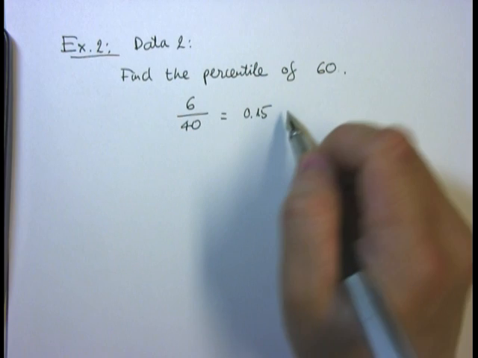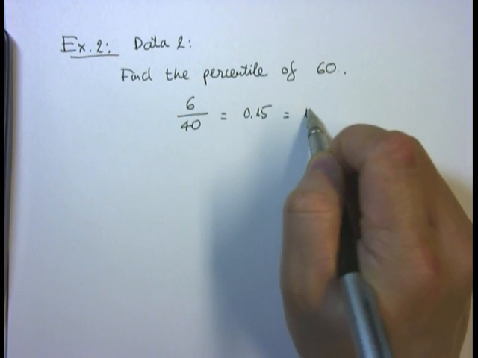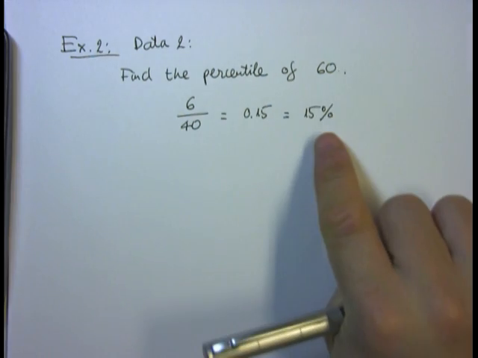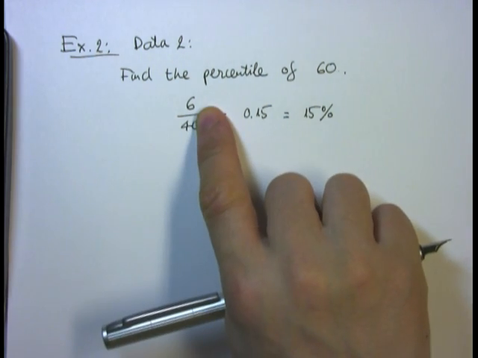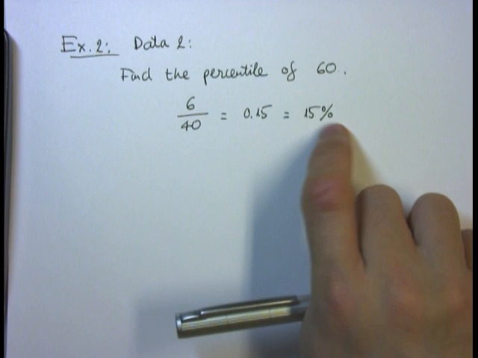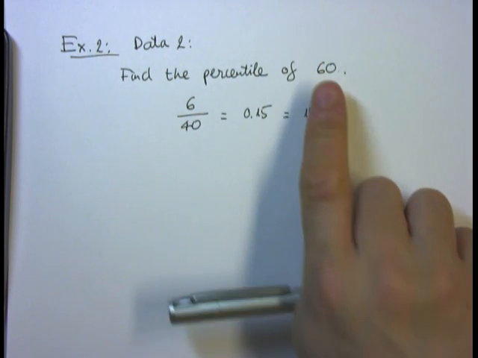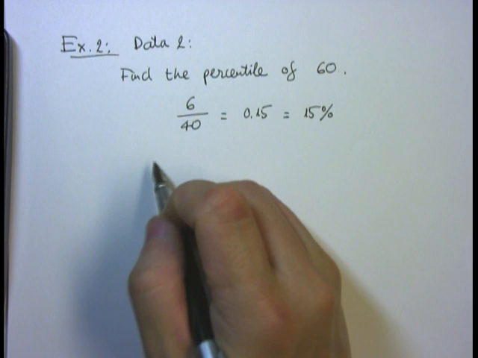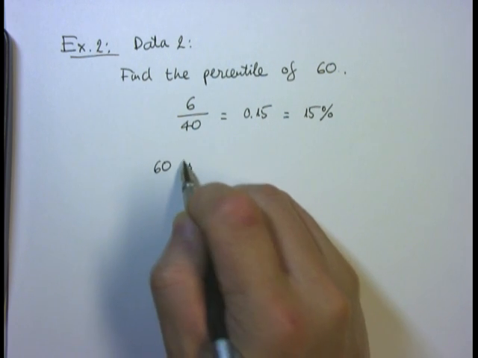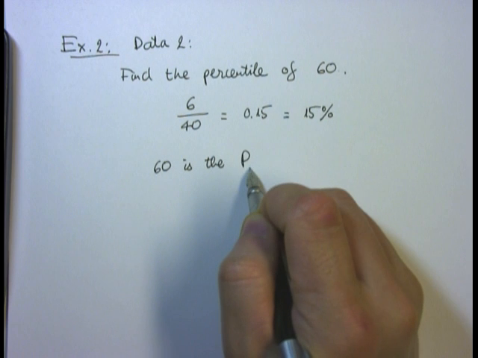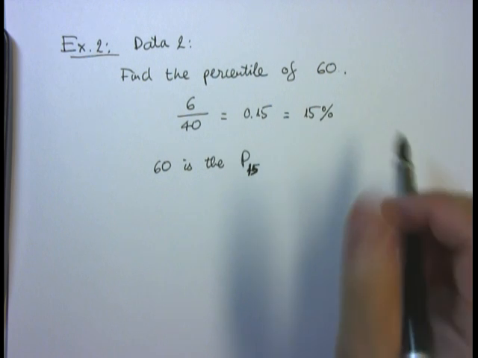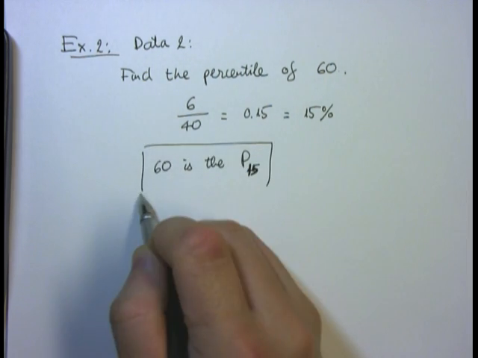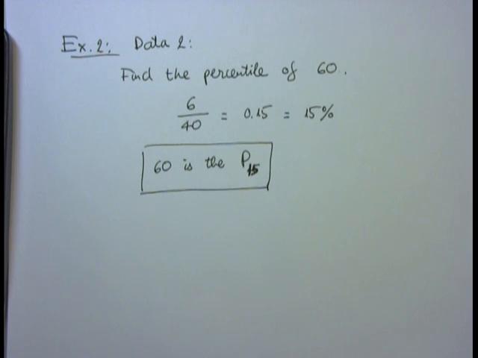0.15 here can be converted into a percentage, 15%. So once again, 15% here means there are 6 data values falling below 60, or in other words, 15% of data values fall below 60. And so 60, on the other hand, is the 15th percentile, and that's how we finish finding the percentile of any value.